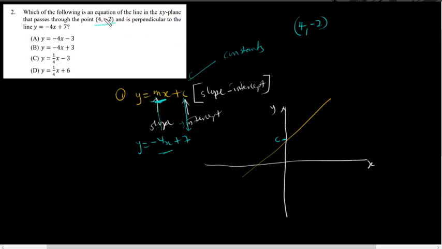It says that it passes through the point 4, -2, and it adds that it is perpendicular to the line y equals -4x plus 4. Now the first statement, that is it passes through the point 4, -2. If a line passes through a point, then it means that the point satisfies the equation of the line. So which of these four options satisfies the equation of the line?